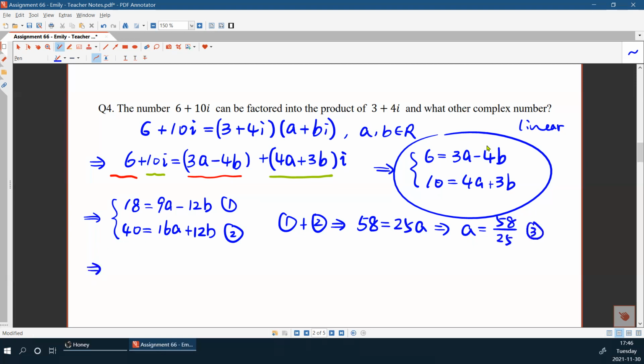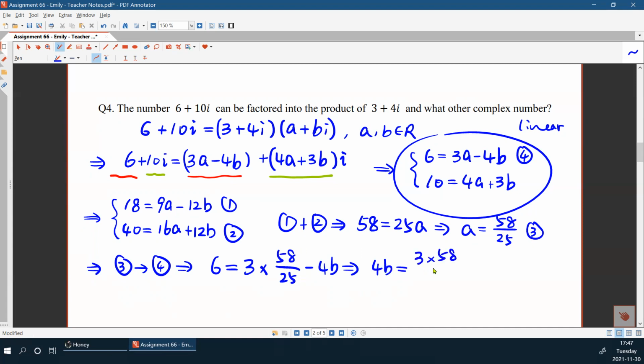Let's label this equation 3 and this one 4. Then we can put 3 into 4 to find the value of b. So 6 equals 3 times 58 over 25 minus 4b. There is only one unknown quantity, which is 4b. So 4b equals 3 times 58 over 25 minus 25 times 6 over 25, which is 174 minus 150 over 25, which is 24 over 25.